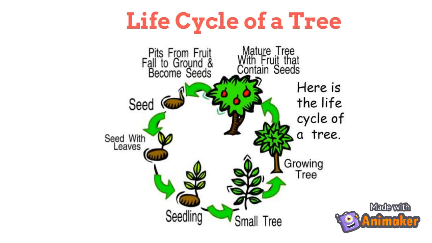Thus, the life cycle of a plant goes on from seed to seedling, growing into a small tree, turning matured and adult later, bearing flowers to make seeds and fruits, and the seeds are then dispersed in the environment to grow into a new seedling.